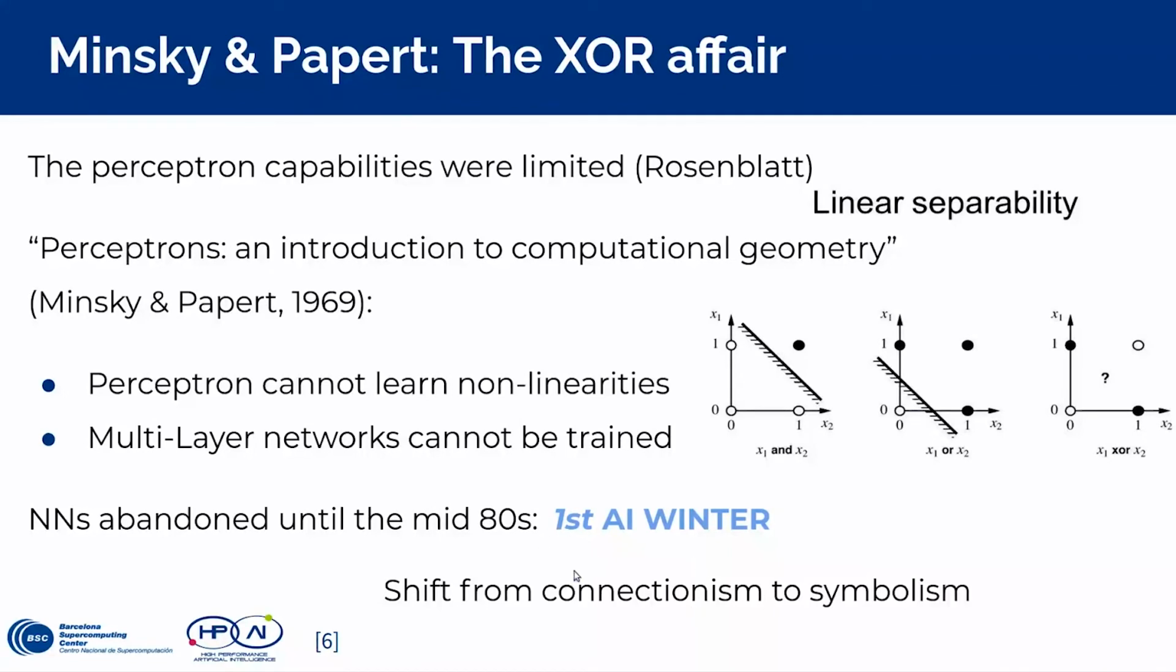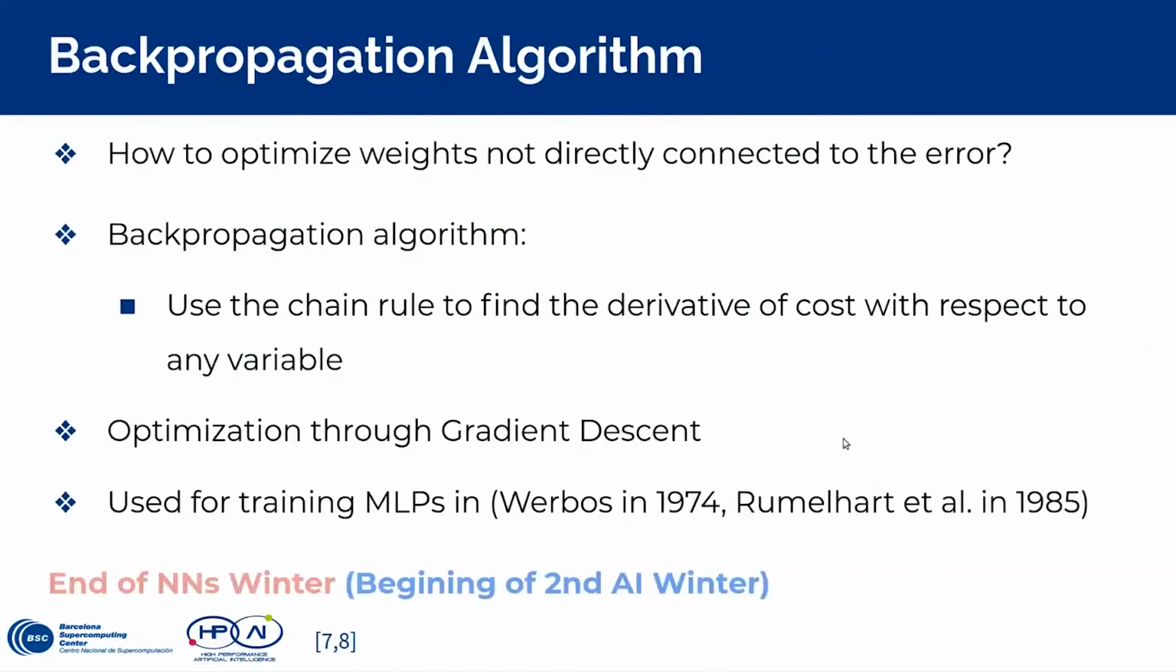They moved from what is known as connectionism, that's the idea of neurons connected with one another, to symbolism, in which we represent knowledge in an abstract manner. So at this point, the people doing research on artificial neural networks were relatively few, because the field was pretty much abandoned.